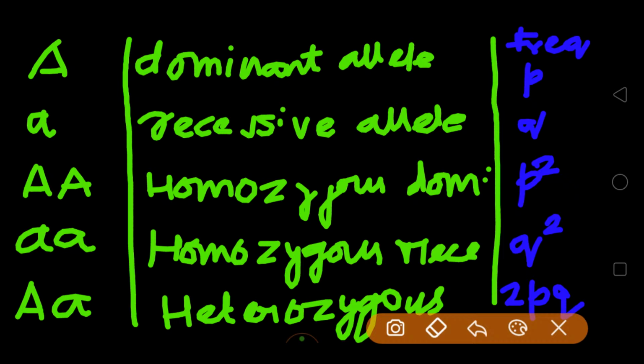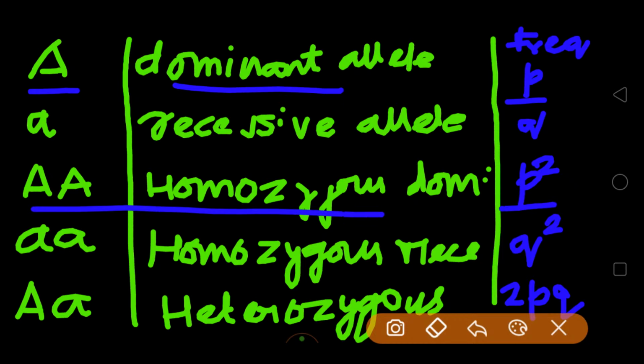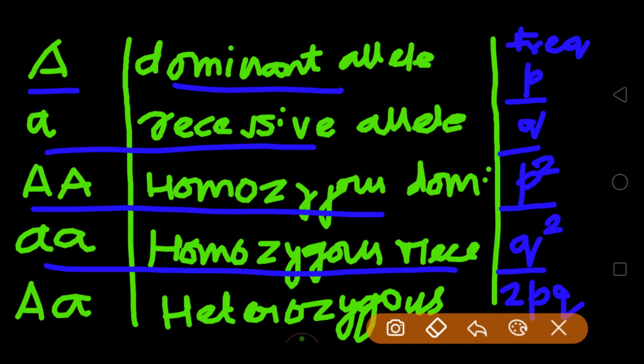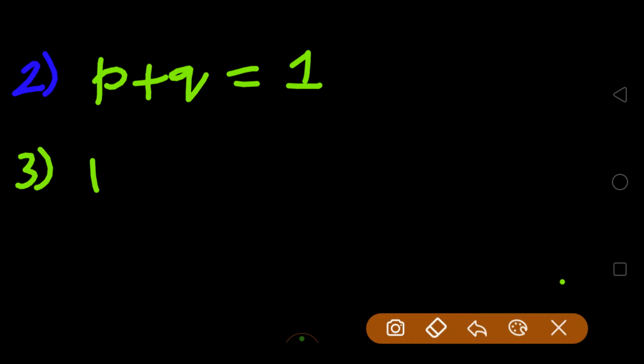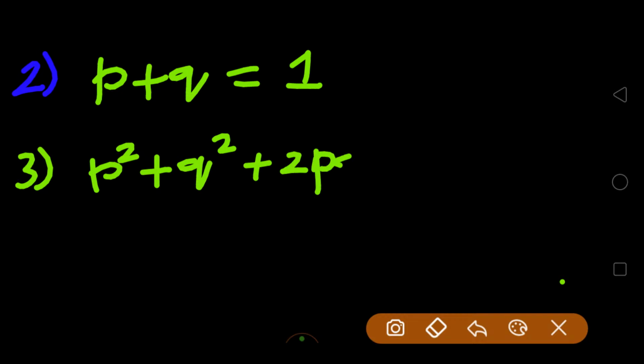Right. So, dominant allele A, p. Homozygous dominant, p square. Recessive allele, q. Homozygous recessive, q square. Heterozygote, capital A small a, 2pq. Right. Second basic thing you should know is p plus q is equal to 1. And third one, simply squaring on both sides, p square plus q square plus 2pq is equal to 1.